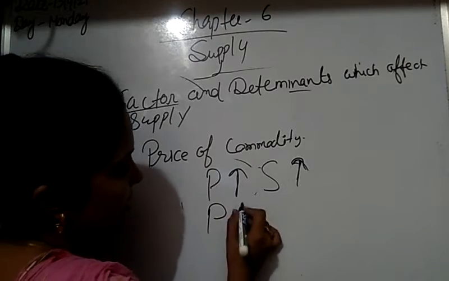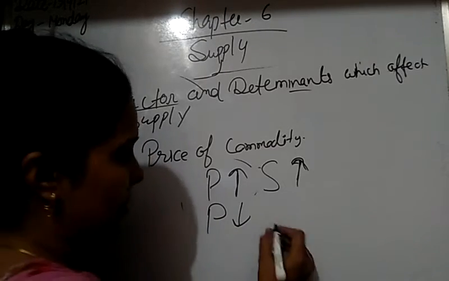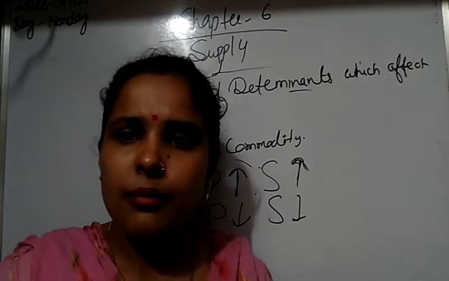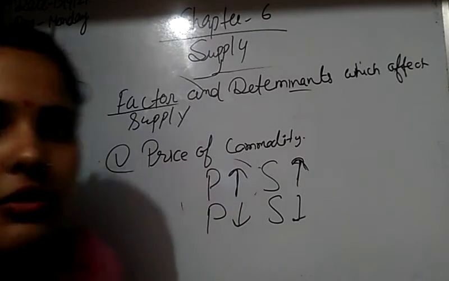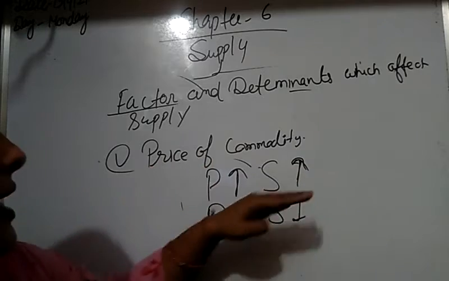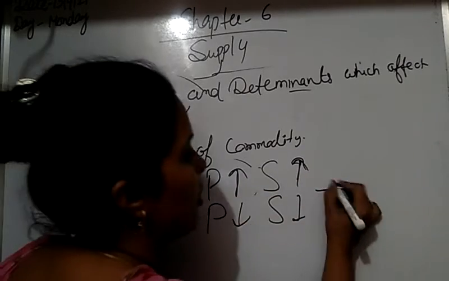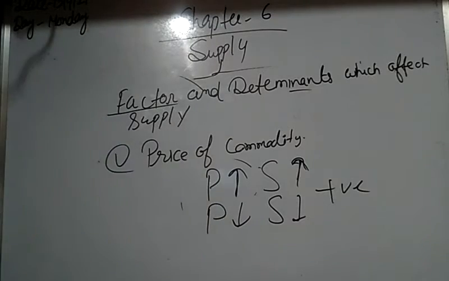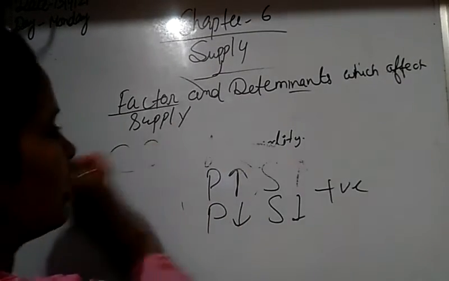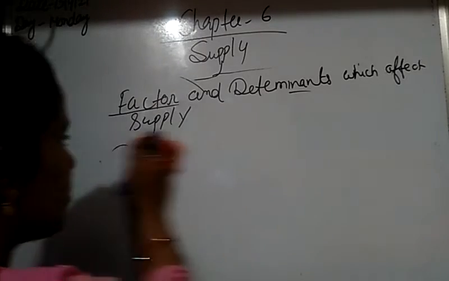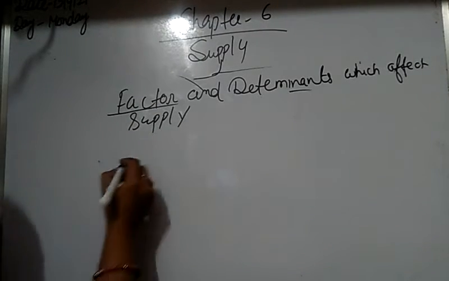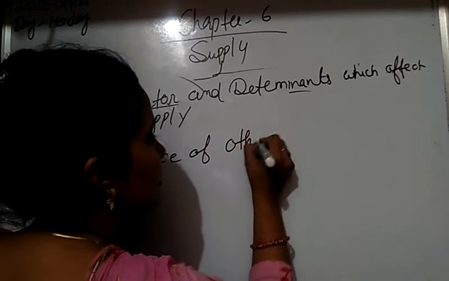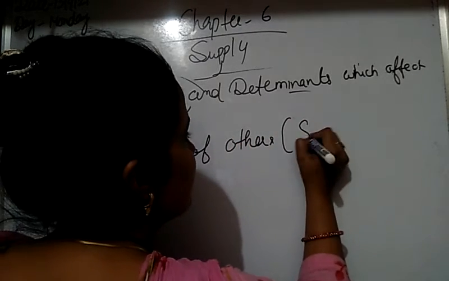And if price is less, supply is also less. No seller wants to sell their product at a minimum price, at a lower price. So the price of a commodity has a positive relationship with supply. Okay, students. Next factor is price of other goods. So students, other goods we also call substitute goods.